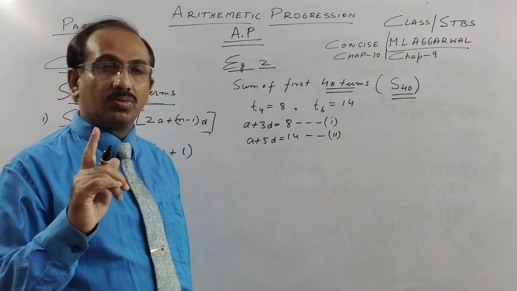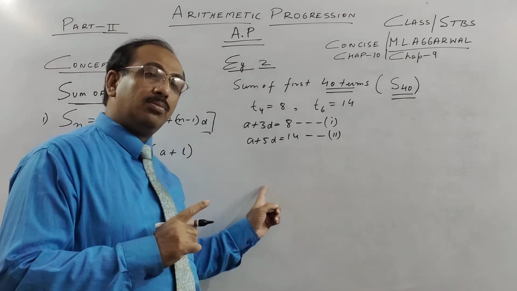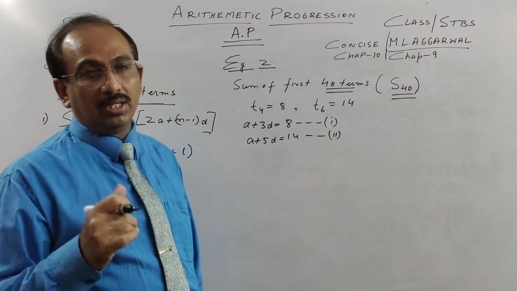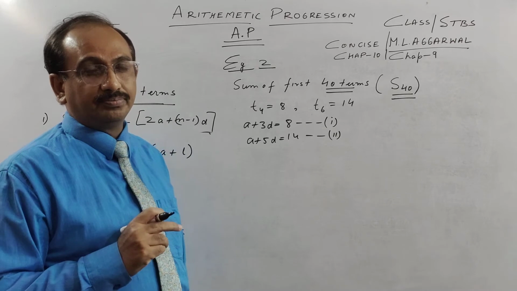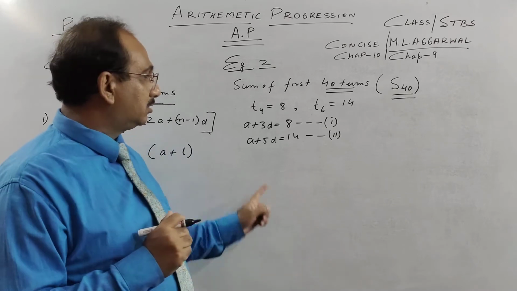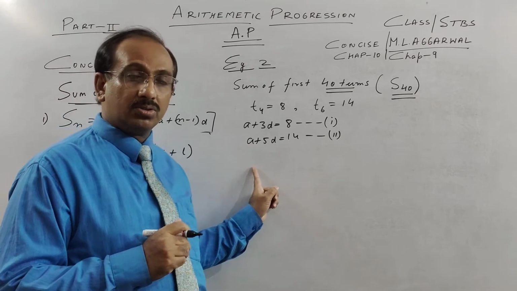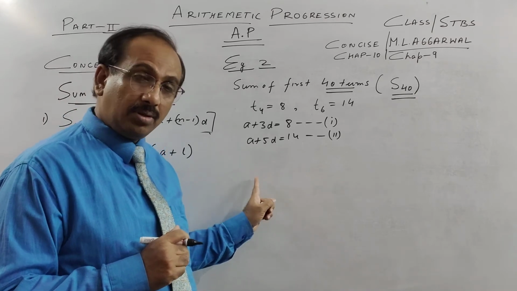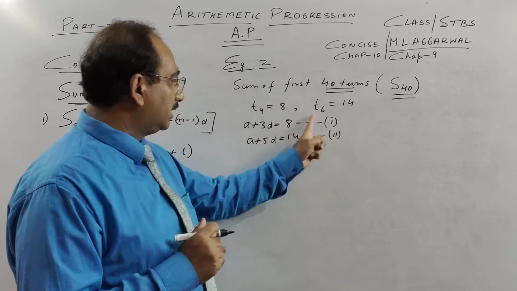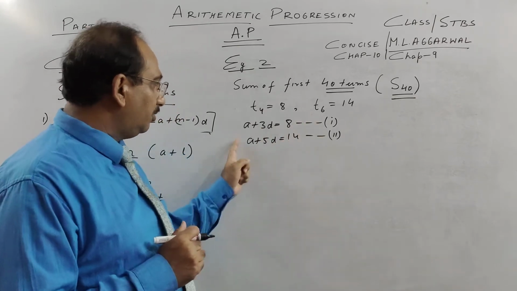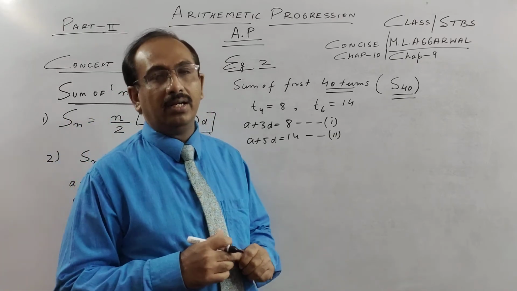I had told you sometimes we use simultaneous equations and sometimes we use quadratic equations. If you have any doubt regarding how to solve simultaneous equations, I made 4-5 video lessons for class 9, so you can check that in my playlist. So we do have simultaneous equation solving here and sometimes quadratic equations also. The fourth term is a plus 3d and the sixth term is a plus 5d. So here we will solve both of them simultaneously and we will get a and d.